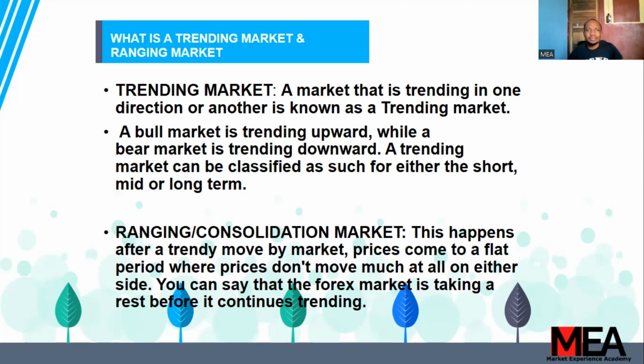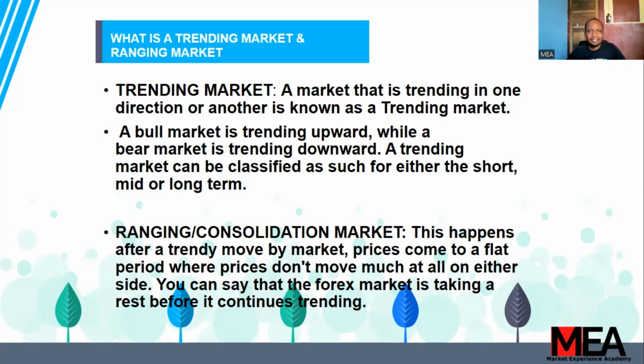So from our slide, we say, what is a trending market and a ranging market? When you hear the word trending, what is in town? What is in vogue? What is reigning? That is what trending market is all about. Trending market is the direction in which the market has been going in a particular period of time. It could be what? Upward movement, or it could be what? A downward movement.